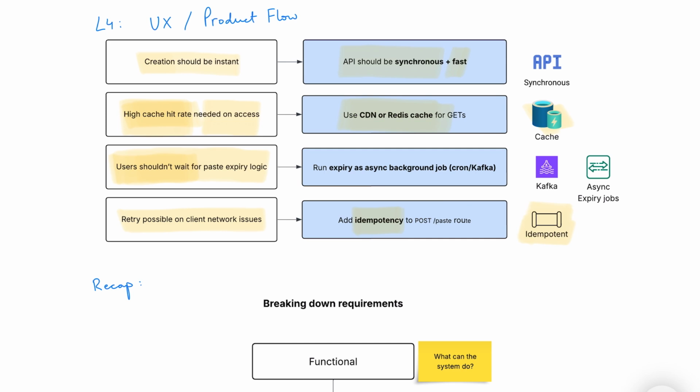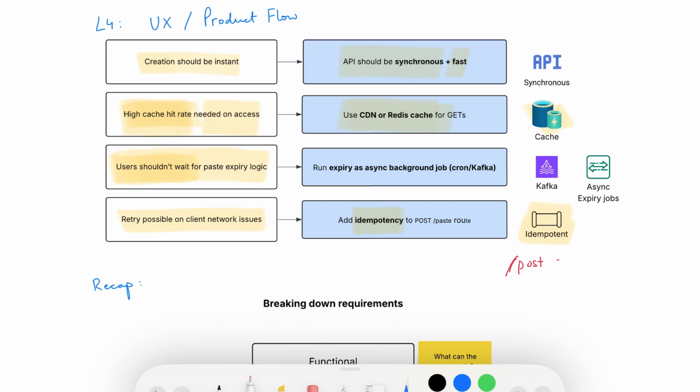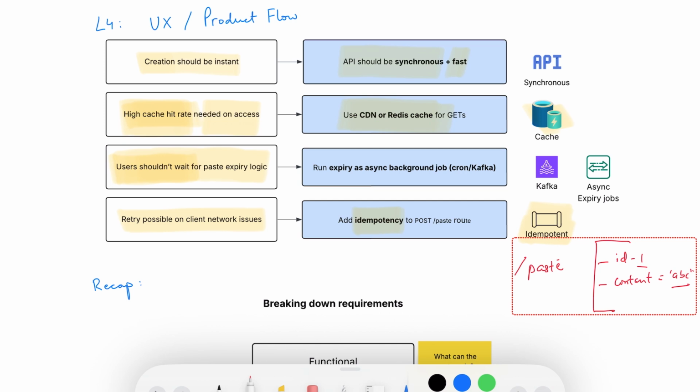Idempotency means even if we hit the same POST request, let's say we have a /paste request, and we send a paste with ID 1 and the content is ABC, then this ID 1 and content ABC should not be created 4, 5 times if we retry the same request body again and again. So that is what we mean by idempotency.